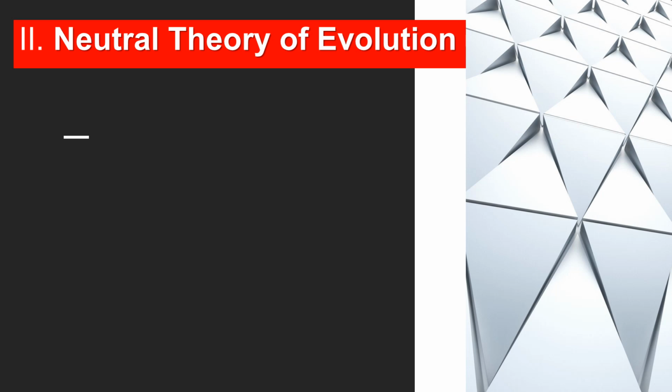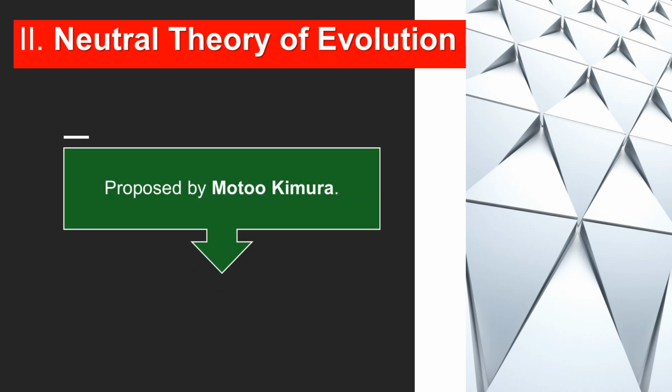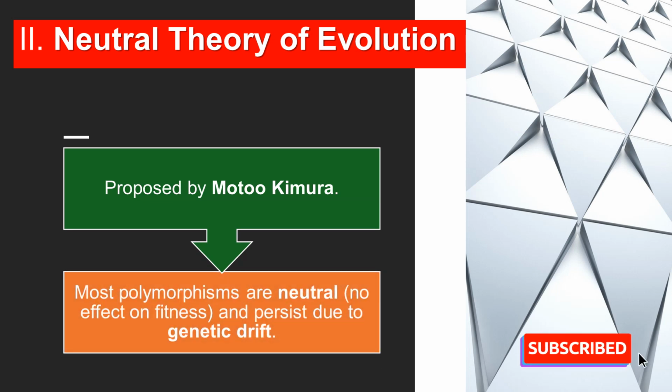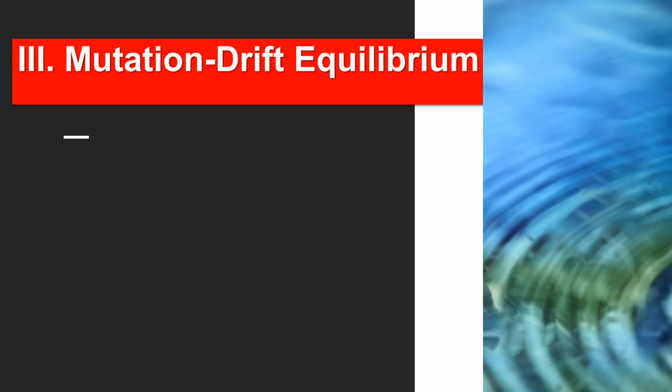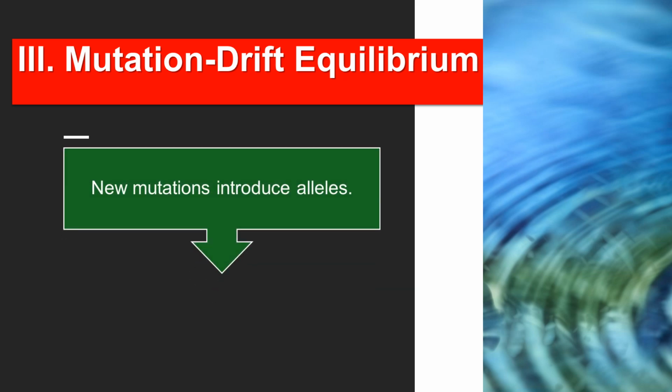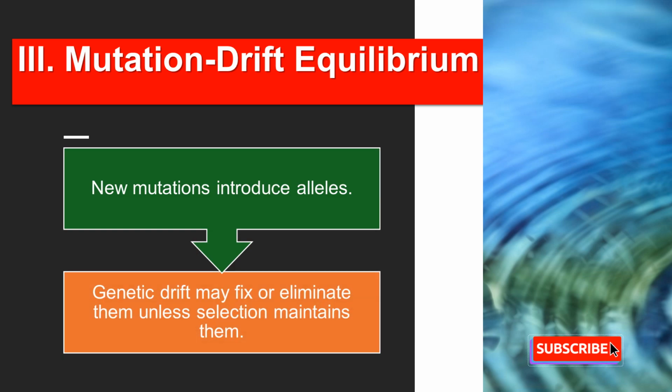Neutral theory of evolution, proposed by Motoo Kimura. Most polymorphisms are neutral, with no effect on fitness, and persist due to genetic drift. Mutation-drift equilibrium: new mutations introduce alleles, and genetic drift may fix or eliminate them unless selection maintains them.